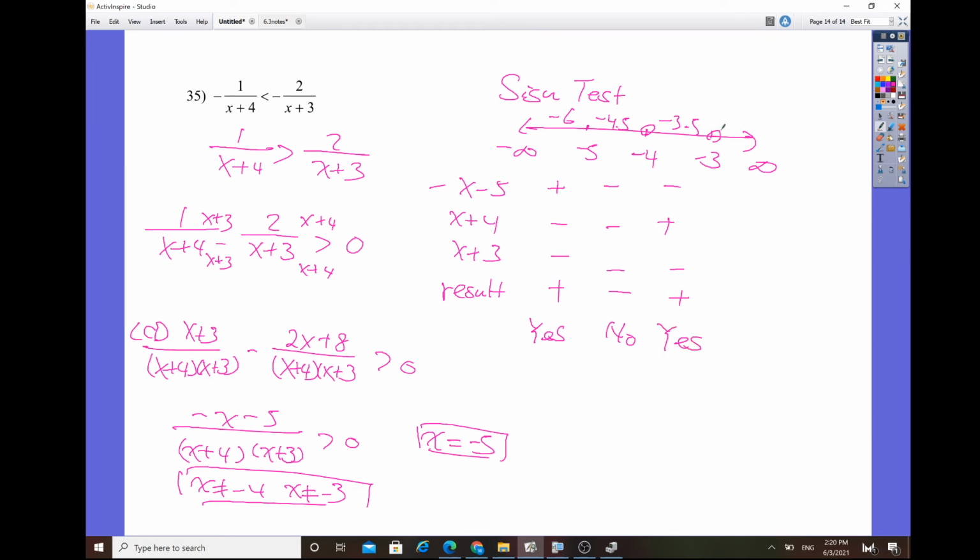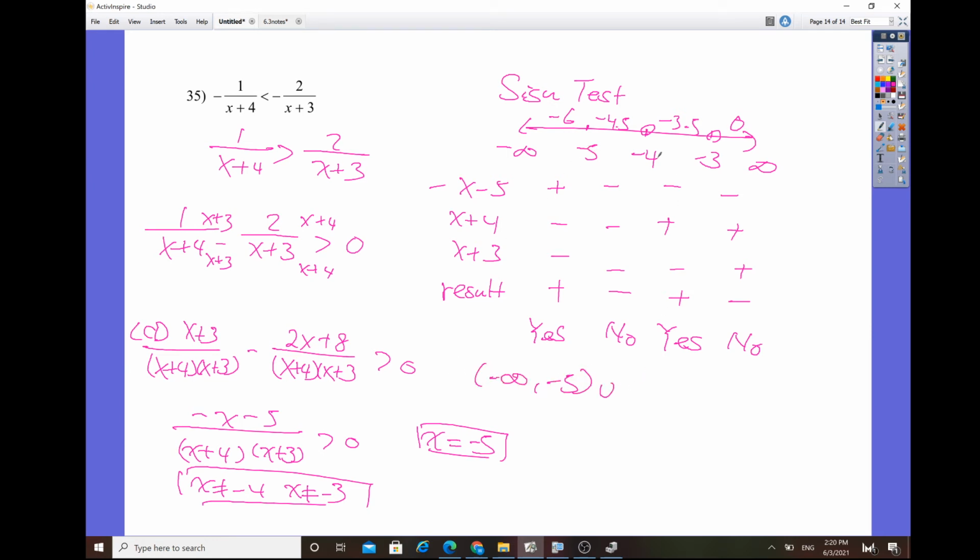Yes. And then finally, anything that's greater than negative 3, say 0. 0 minus 5, negative. 0 plus 4, positive. 0 plus 3, positive. So negative, positive, positive, negative. Is that the result we want? We need something greater than 0? No. So the only solution we have for this one is negative infinity to negative 5.